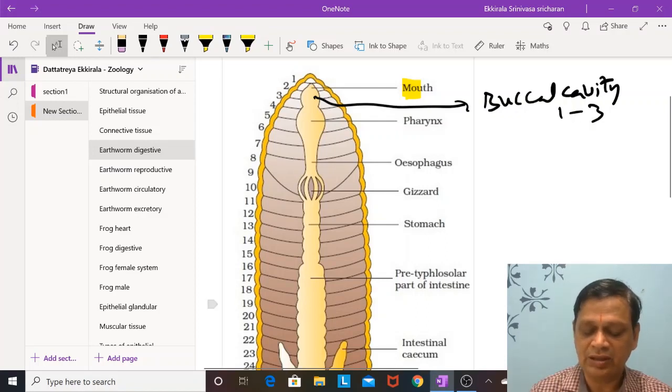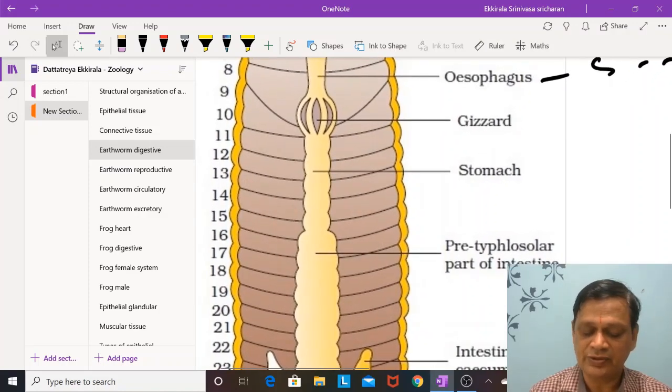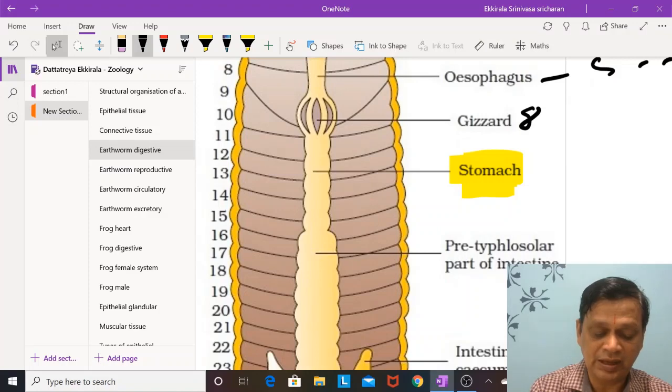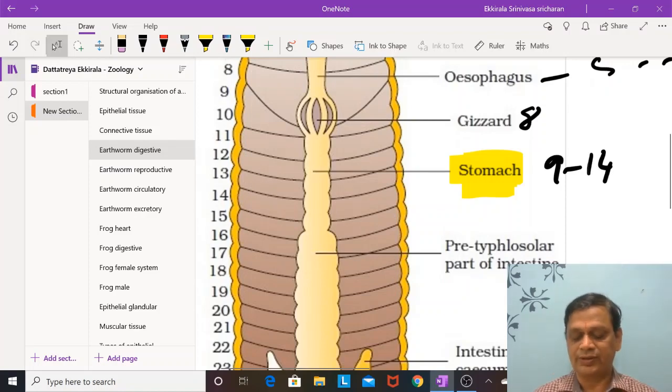Pharynx will be seen in the 4th segment. Esophagus from 5 to 7 segments. Then the gizzard is a modified form of esophagus present in the 8th segment. Then let us see what is interesting about the stomach. The stomach is present in segments 9 to 14.